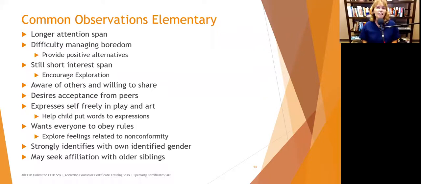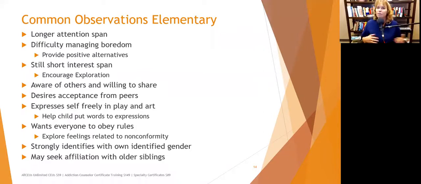They strongly identify with their own identified gender. And so at this point, they're going to start wanting to dress like the gender with which they identify. And they may seek affiliation with older siblings. Older siblings get more freedom. They get to stay up later. They get all kinds of perks from a 5-year-old standpoint. So they may want to hang out with their older sibling, who they may idolize too.